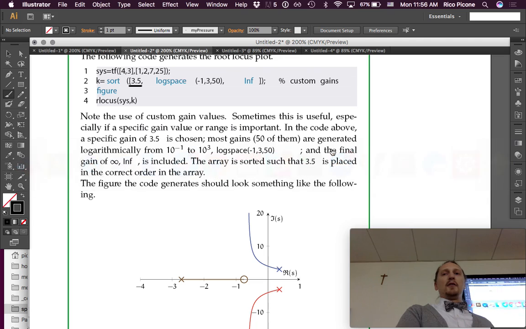Now, when we come back on Wednesday, we'll talk about how to find those gains associated with a given point on a root locus. And that'll be kind of the beginning of our discussion of how to do design using the root locus. Okay? All right.